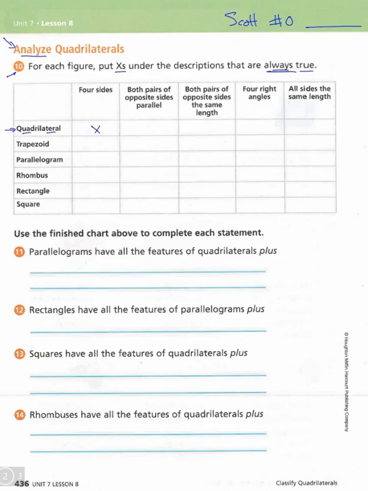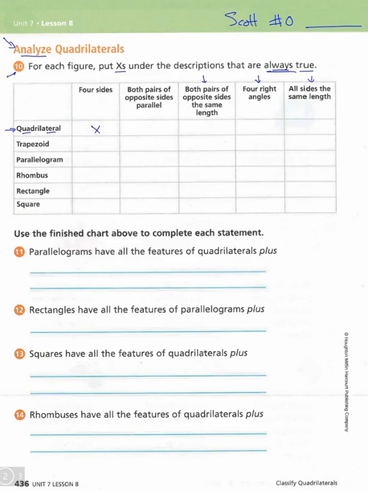The next one over here, I'm looking at this one. Both pairs of opposite sides are the same length. Again, it could be, but not always, right? This one, 4 right angles. Again, could be, but not always. Last one, all sides are the same length. Well, could be, but not always, right?